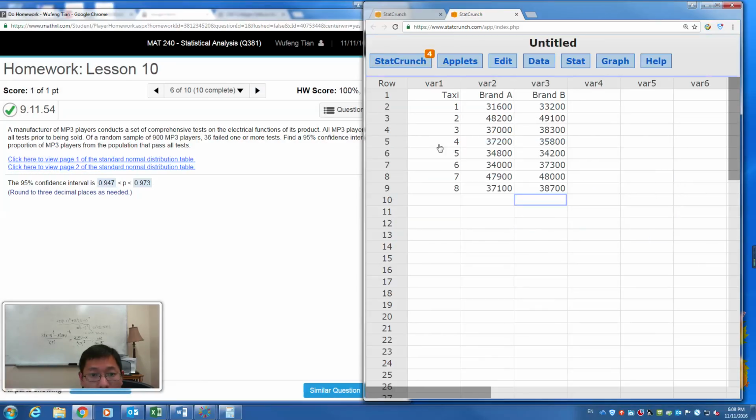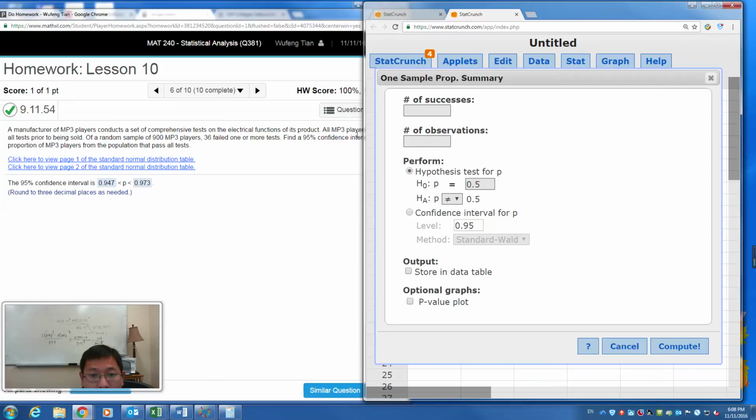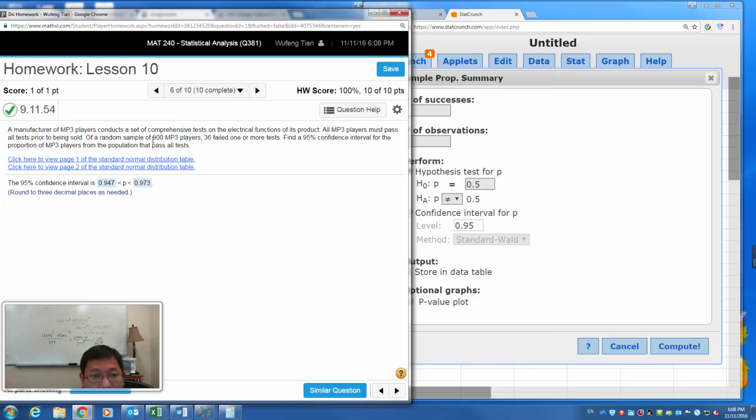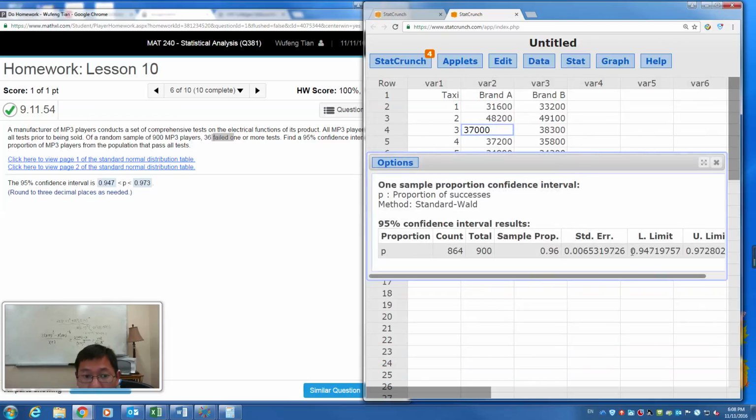Alright, so next one. Okay, so this is the proportion test. Proportion one sample with a summary. So what you have to do here, it says 36 failed to test. 864 passed it. So 900, confidence interval 95, and compute. You have that limit, lower limit, up limit.